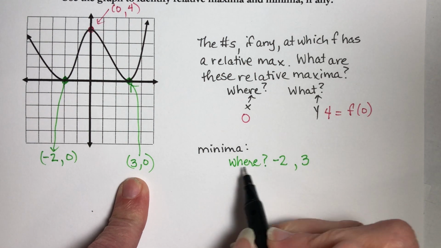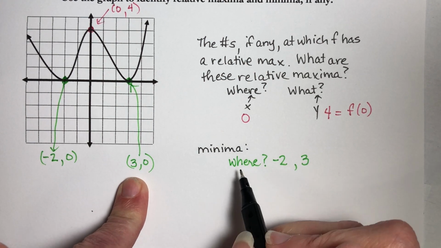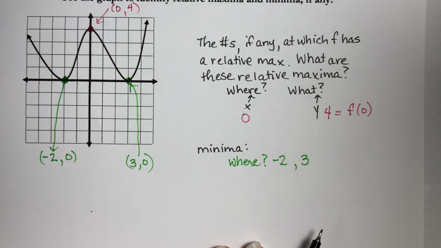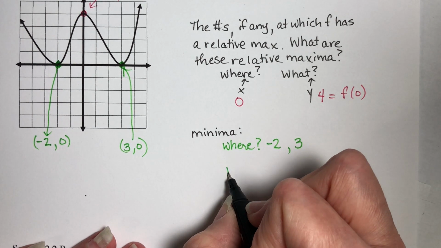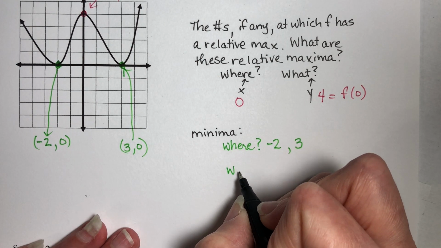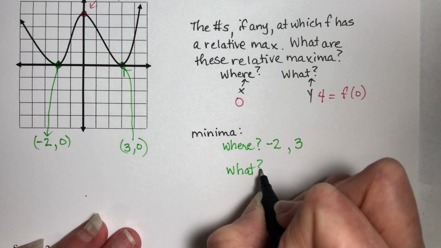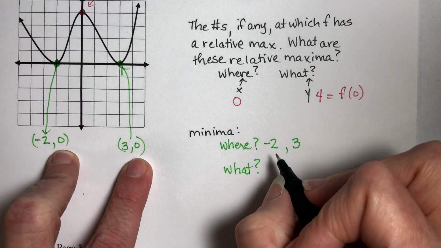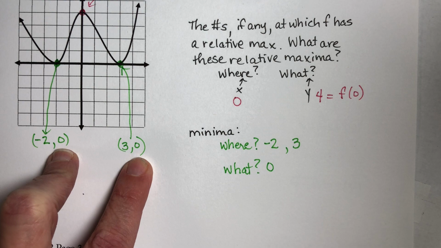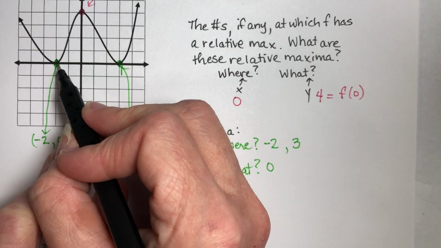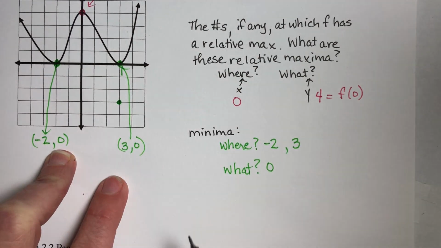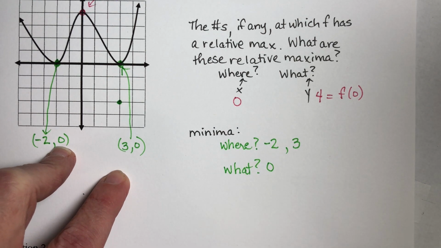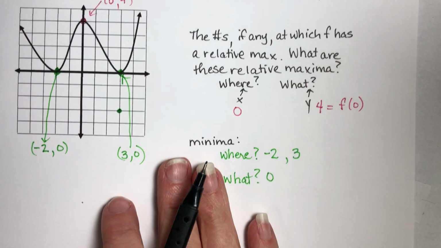The online homework is going to ask you to do it like this. It's going to say, where is it happening? And you're just going to plug it in right there. And then they're going to ask, what are these minimum values? Now it just so happens that both of these are 0, so you would only need to list it once, but it is possible that this one's here and then your other minimum is down here, and so you would have different values here. But this is how this works.